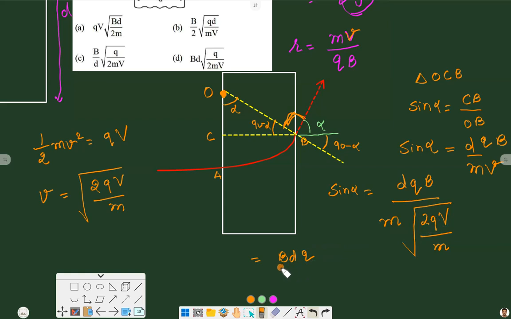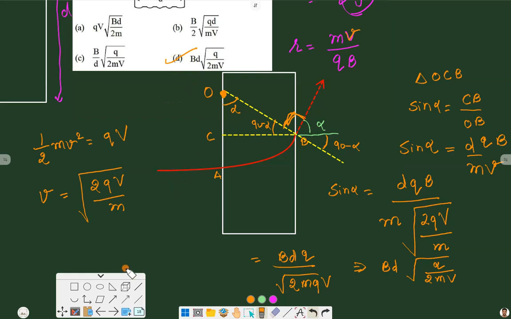So BdQ divided by under root 2mqV, and we can further write it like this: Bd, and this q also goes inside the square root, so it will be under root q by 2mV. That is option D, which will be the right answer.